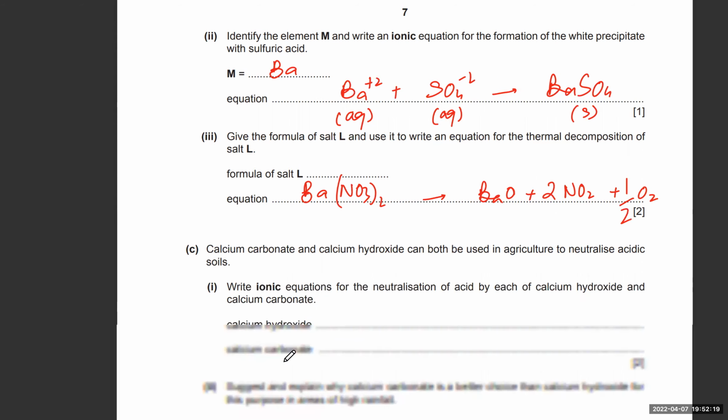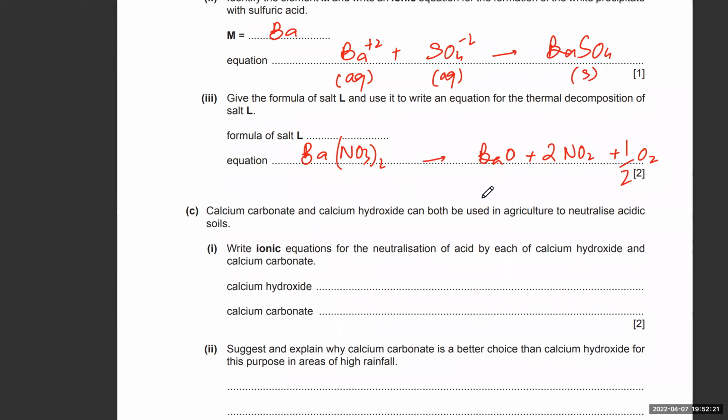Now, next one: calcium carbonate and calcium hydroxide can both be used in agriculture. Write an ionic equation for the neutralization of acid by each. So calcium hydroxide is going to neutralize H+ in the soil. The OH- ions and the H+ ions would react to form water, and calcium ion would be left as a spectator ion. And I think it's going to be 2 water molecules.